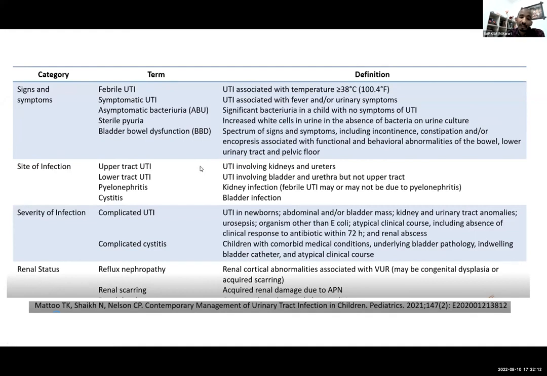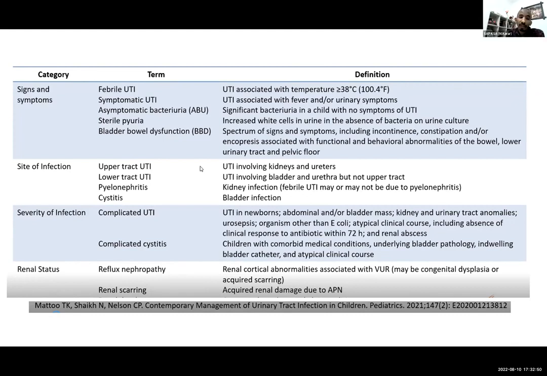You will hear terminologies like febrile UTI, symptomatic UTI, and these are UTI associated with temperature, UTI associated with fever and urinary symptoms. And usually the temperature is not a regular high temperature, it is 38 degrees and above. Asymptomatic bacteriuria, sterile pyuria, and these are terminologies usually used to define significant bacteriuria in a child with no symptoms of UTI. Sterile pyuria is increased white cells in the urine in the absence of bacteria on urine culture.